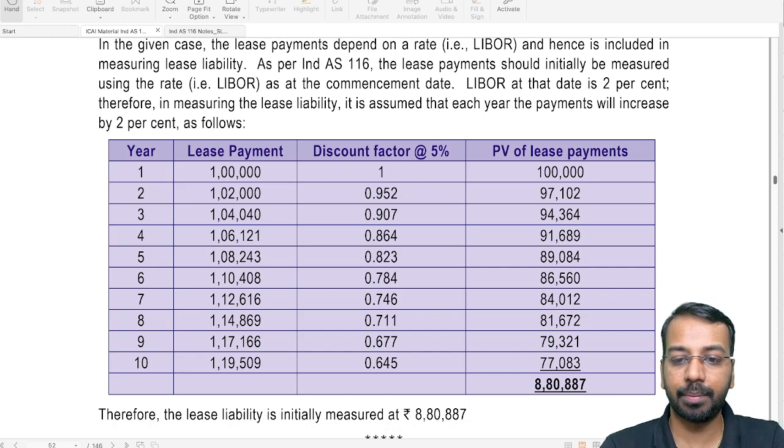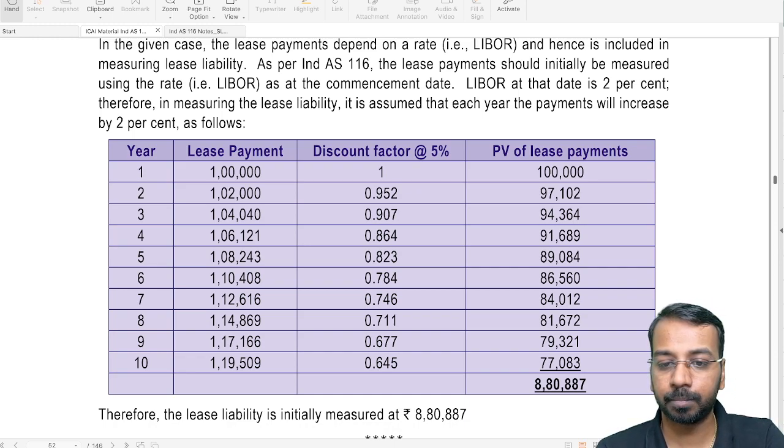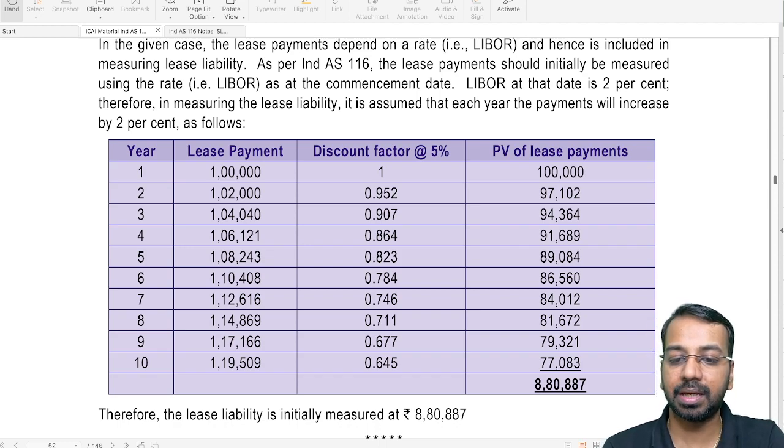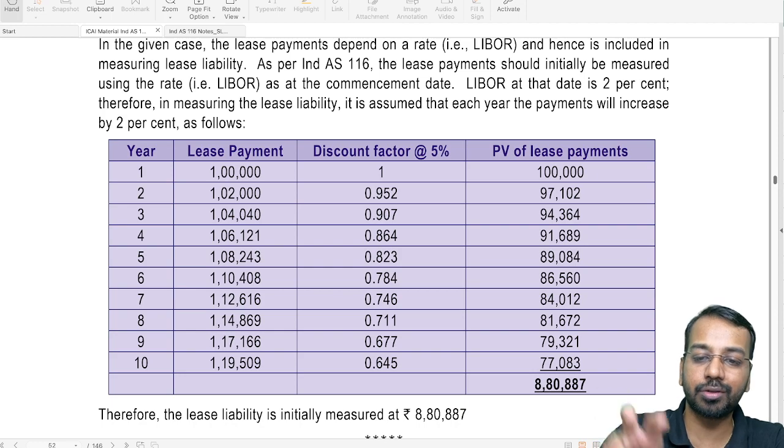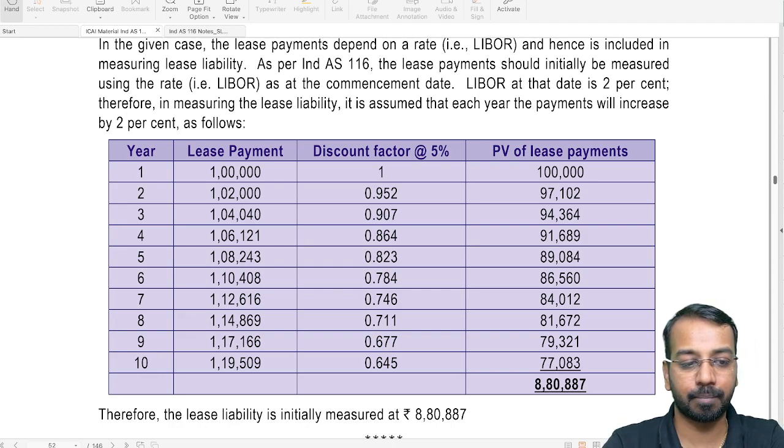I hope the lease payments are clear. Yes, so if we reduce the lease incentive received from the lease payments, the same amount will not be reduced again from the ROU asset calculation, because we have already accounted for it by reducing the lease liability. So once you have reduced the lease liability by that amount, we will not be reducing the lease ROU asset.